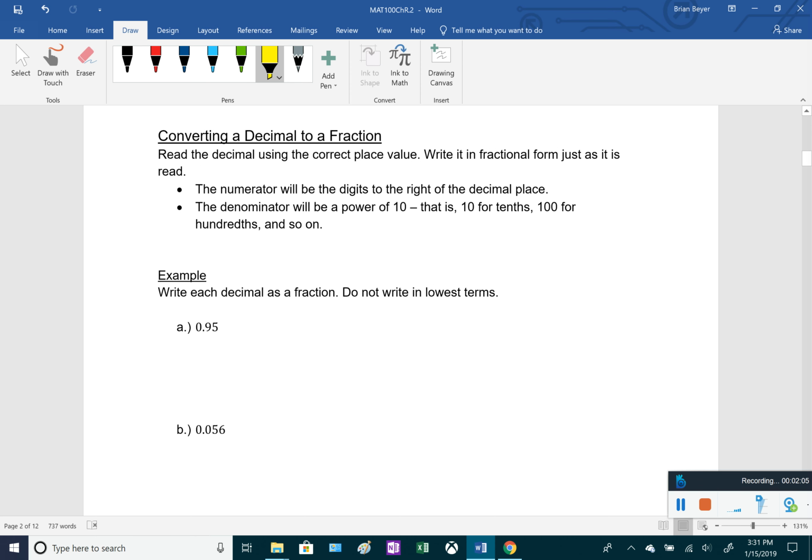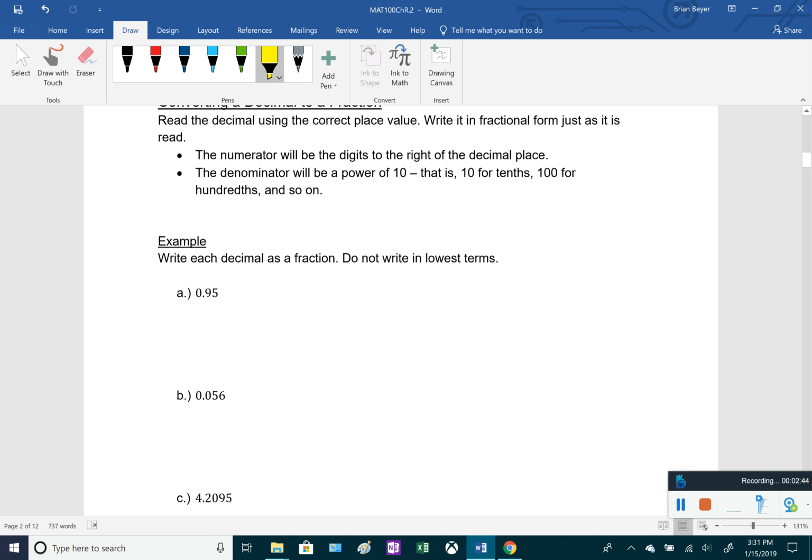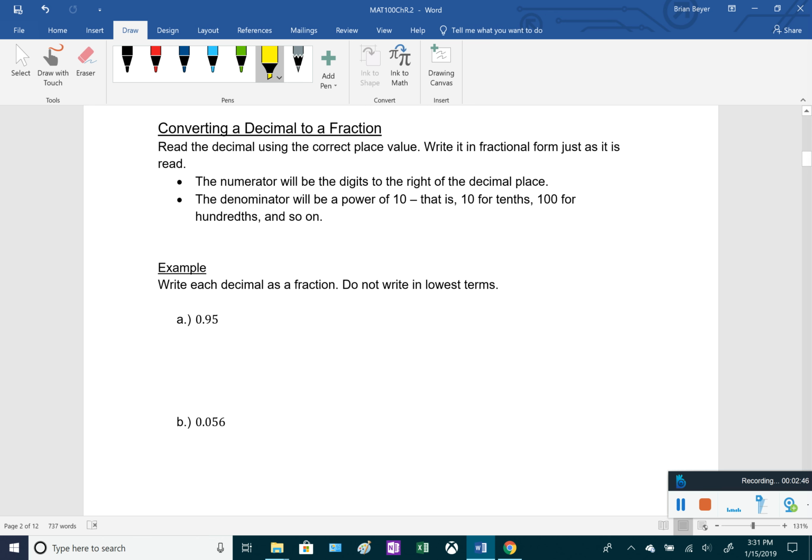So we're going to do some conversions. We're going to start by converting a decimal to a fraction. When we're converting a decimal to a fraction, we're just going to read the decimal using the correct place value, how I read it on that previous example. And then we're going to write it in fractional form how it was read. So the numerator of the fraction is going to be the digits to the right of the decimal point, and the denominator is going to be a power of 10. So that means the denominator is either going to be 10, 100, 1,000, 10,000, 100,000, and so on. And that depends on how many places the decimal point has to get moved over.